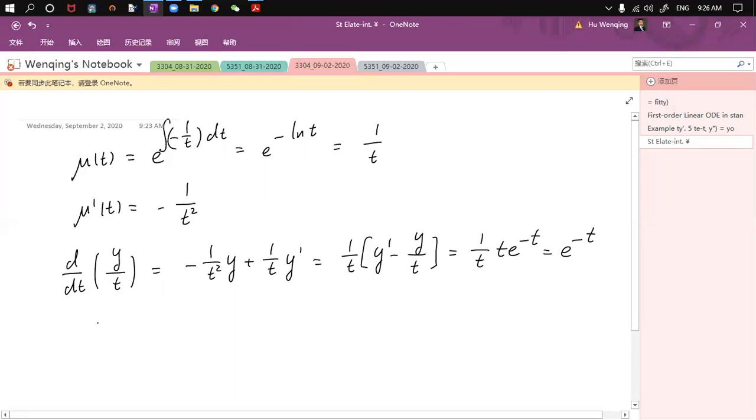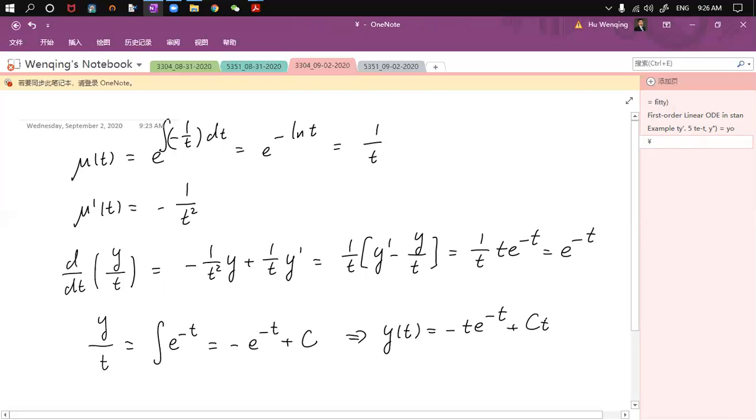So from here you can see that y over t is the integral of e power minus t, just by the fundamental theorem of calculus. That's minus e power minus t plus a constant, which tells you that y of t is equal to minus t times e power minus t plus a constant multiplied by t. So you're going to have a solution of this form. This is the general solution of your problem.